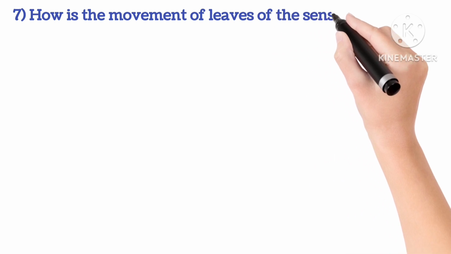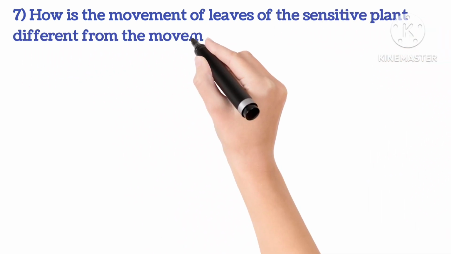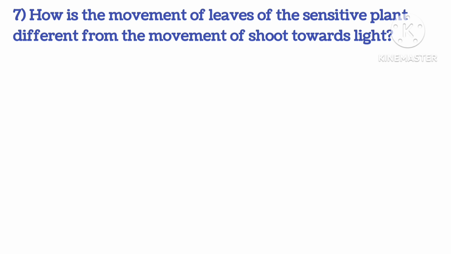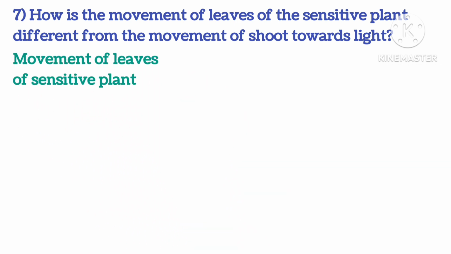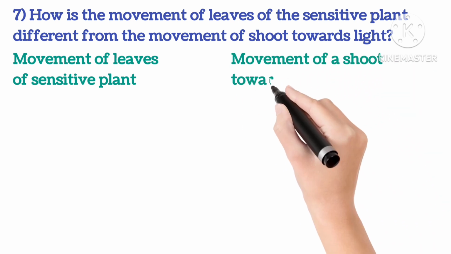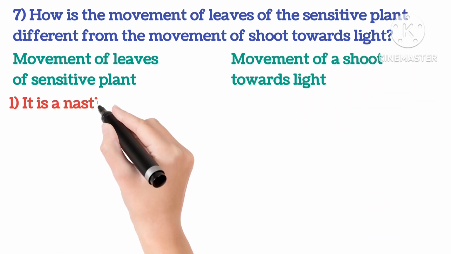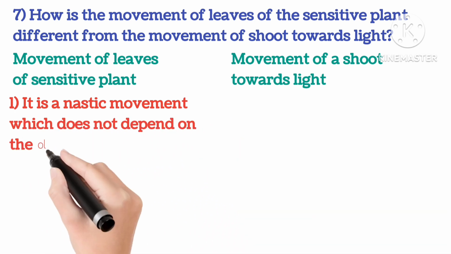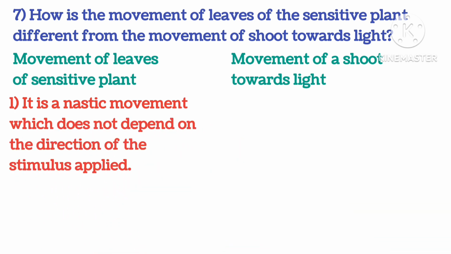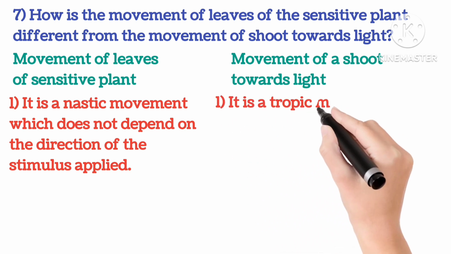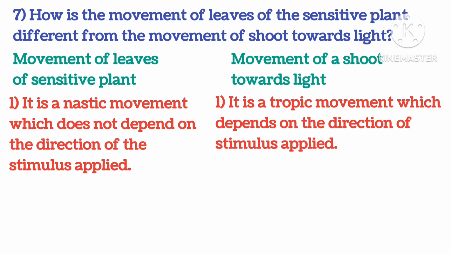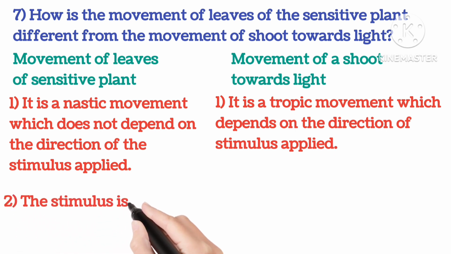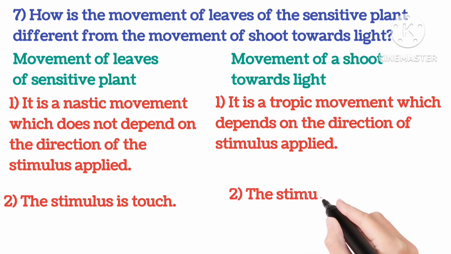7th, how is the movement of leaves of sensitive plant different from the movement of shoot towards light? The difference between movement of leaf of sensitive plant and the movement of shoot towards light are: movement of leaf is a nastic movement which does not depend on the direction of the stimulus applied, while the movement of shoot is a tropic movement which depends on the direction of the stimulus applied. In movement of leaf, the stimulus is touch. In movement of shoot, the stimulus is light.